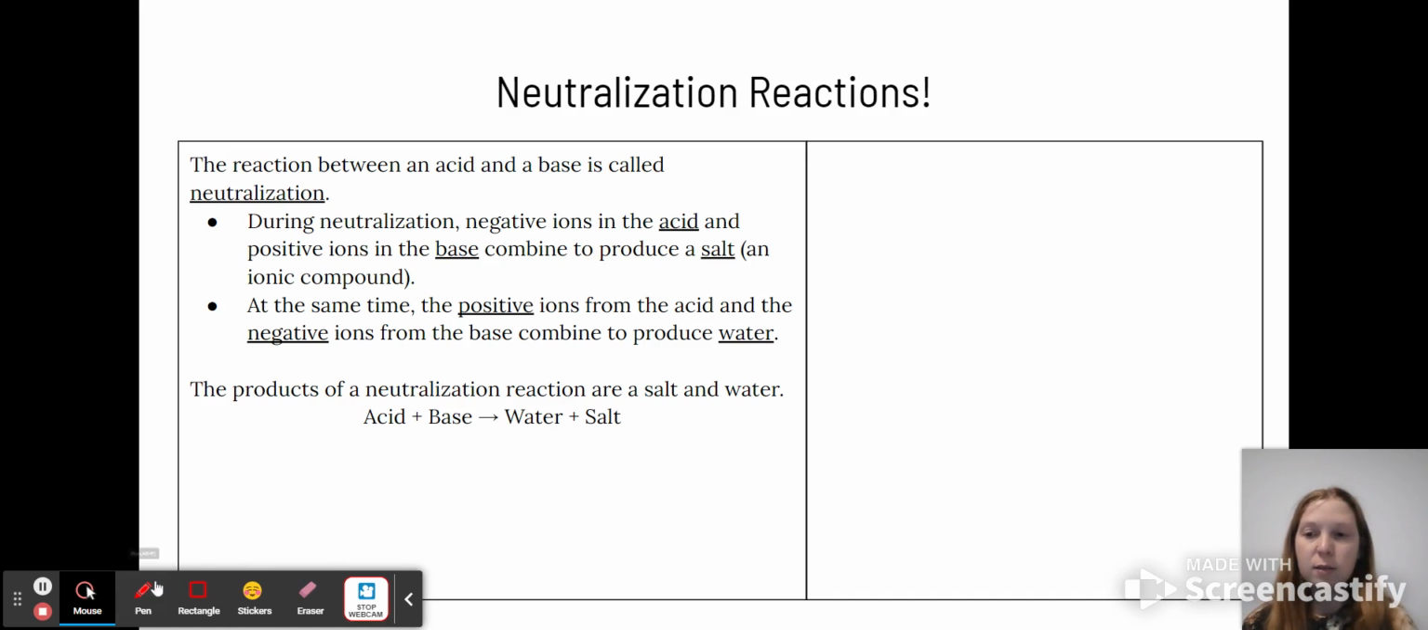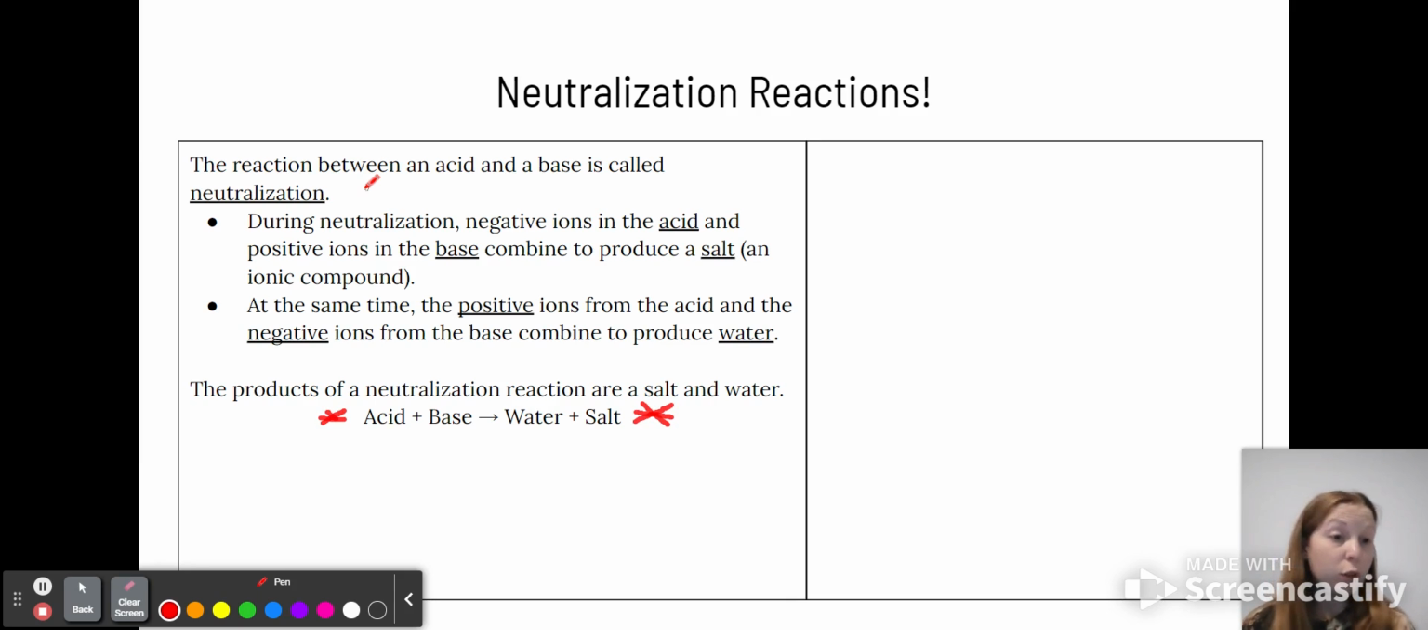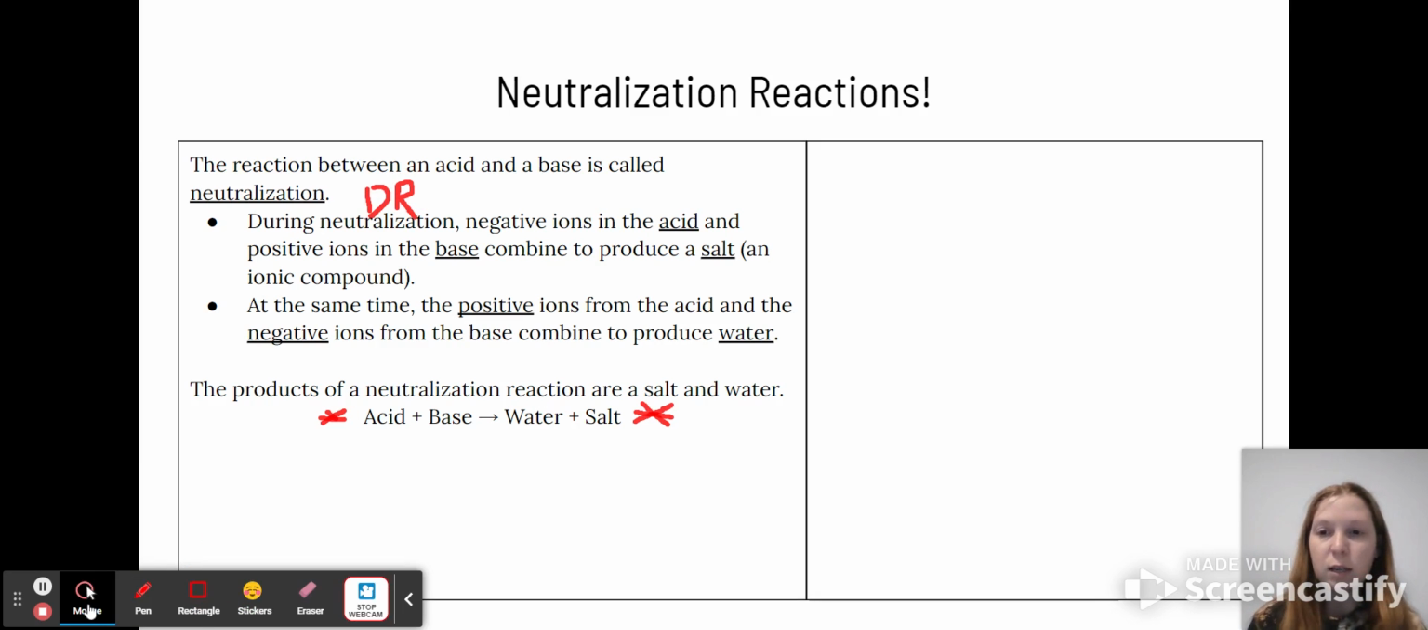And here, this is really important for you to see. Please make sure that this is in your notes, because this is your generic formula. Also, just as a review, neutralization is considered a double replacement reaction, if you want to go back and look at those in your notes as well.